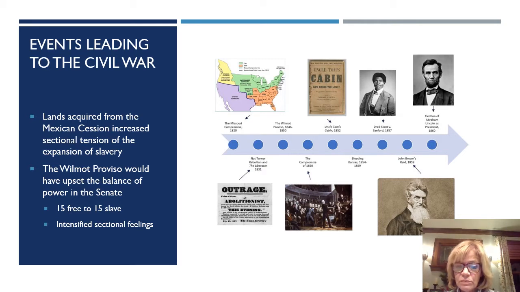Then there is John Brown's raid at Harper's Ferry, and that's that individual down at the bottom right. And then once Abraham Lincoln was elected president, that was all that the South needed to secede. So these are some of those events that are leading to the Civil War. And as you can see over to the left, a lot of it had to do with the lands from the Mexican Cession, upsetting that balance of power of 15 slave and 15 free states.